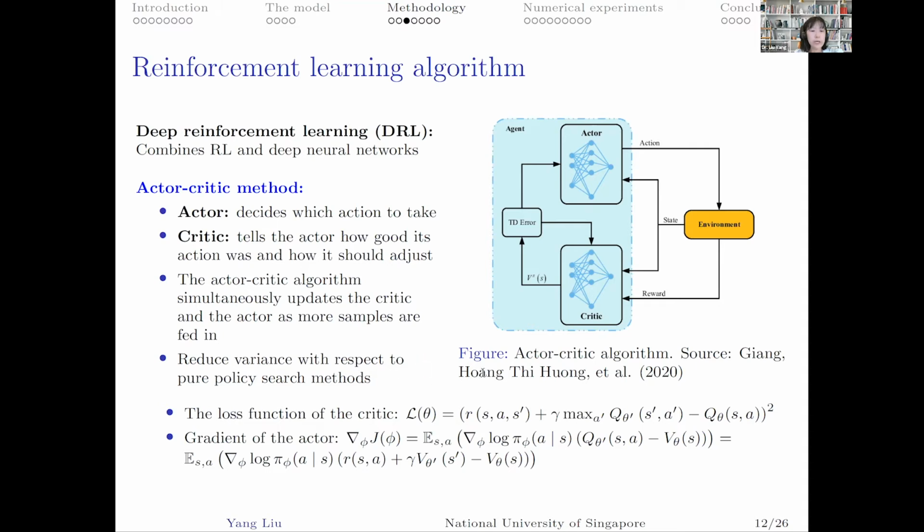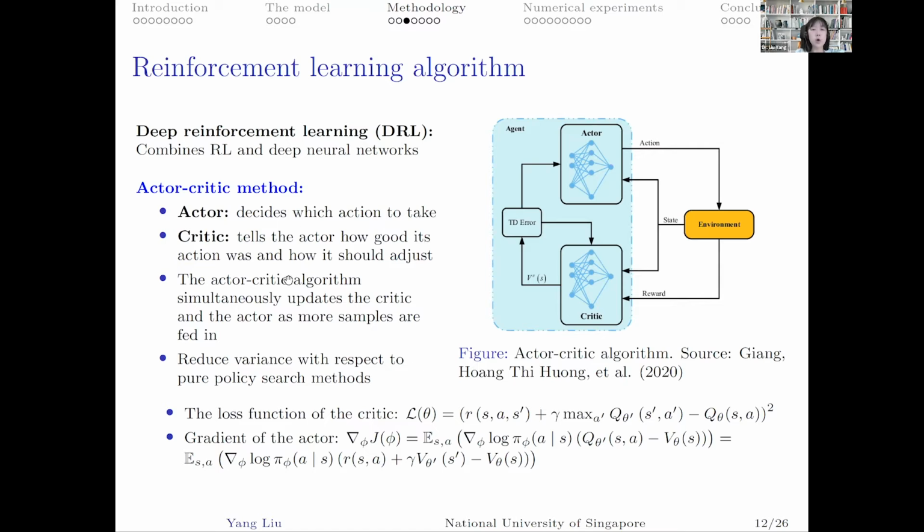Here the critic makes its decision so as to minimize its loss function, while for the actors, the objective is to maximize the policy gradient. By combining the value-based and the policy-based methods, the A2C method can reduce the variance compared to pure policy search methods.